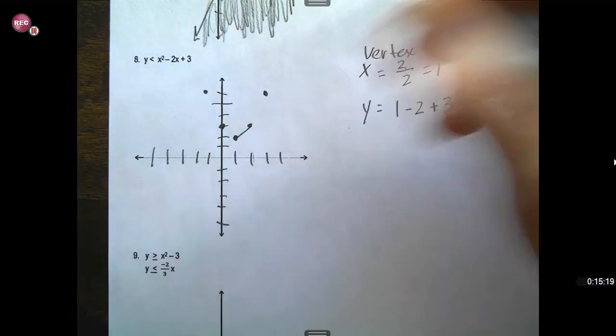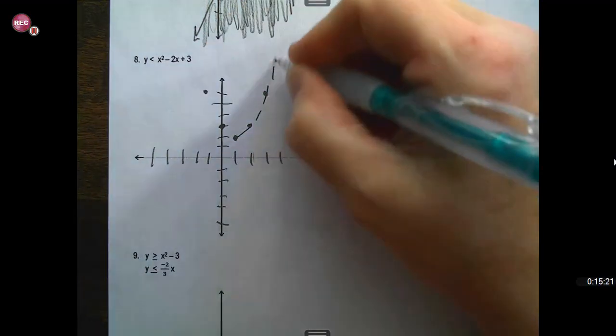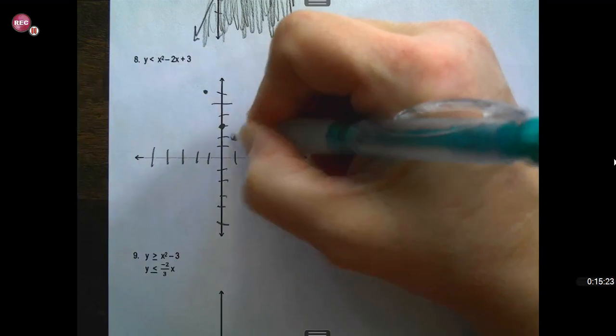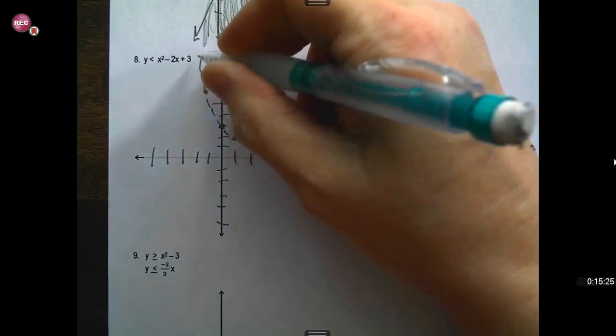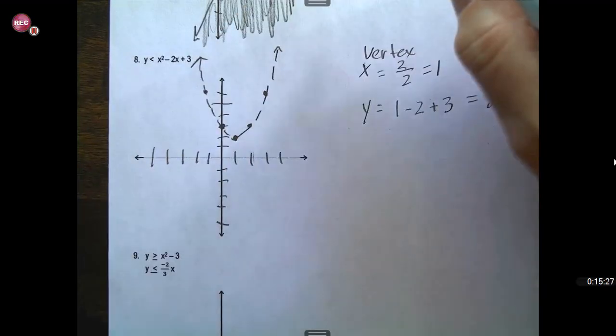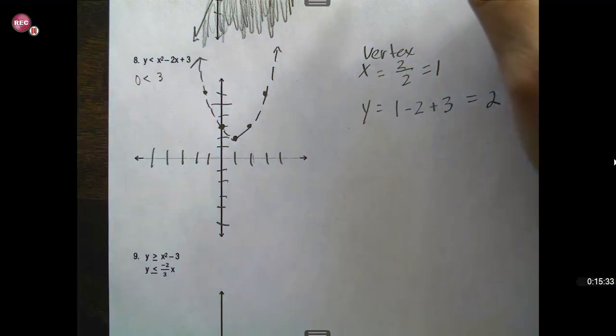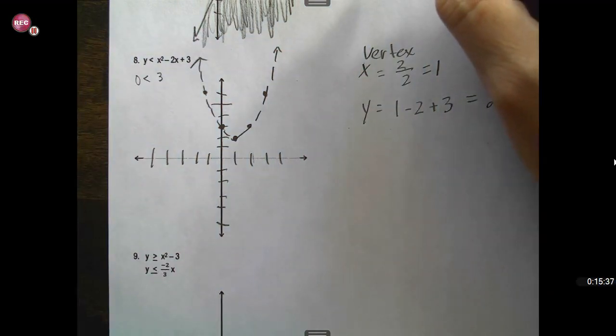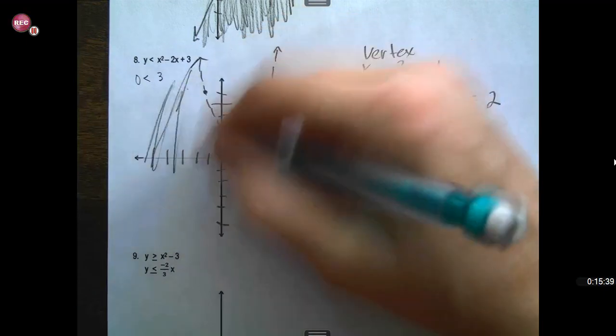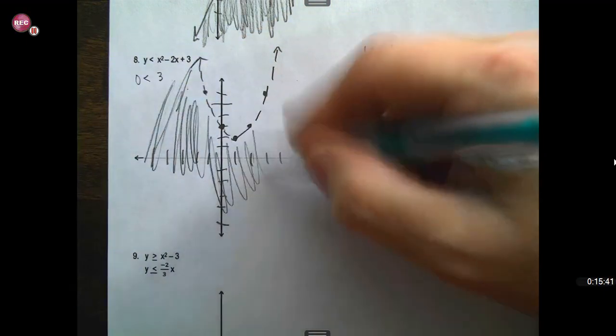And oops, that should be dotted because it's strictly less than. And then if I plug in the origin, I get 0 is less than 3. And that is definitely true. 0 is less than 3. So this is going to get shaded to the outside.